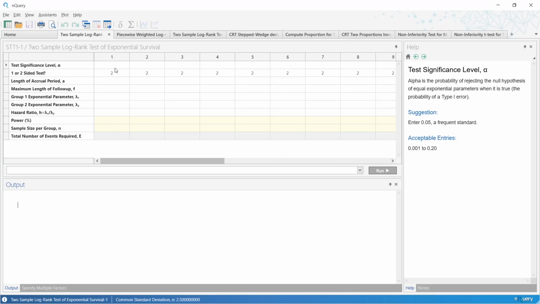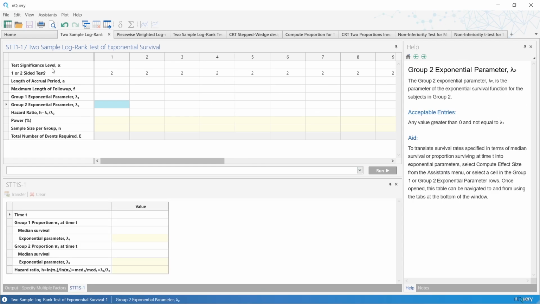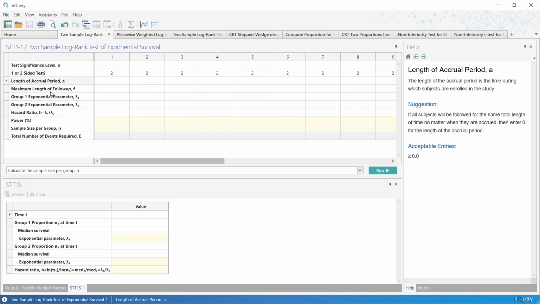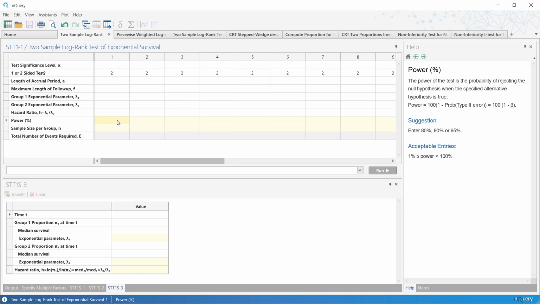So, this is nQuery. If anyone's not familiar with nQuery, the sample size calculations happen in this top left panel. There are help cards here to give you what the definition of each row is, but it's also given on the far left-hand side what each row is, and each column is an individual calculation, with those rows in yellow being those that you calculate for, in this case, power and sample size.